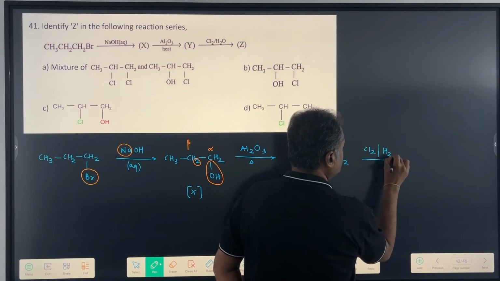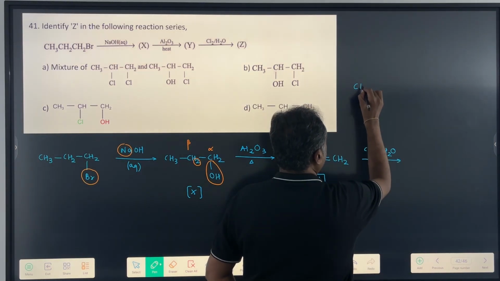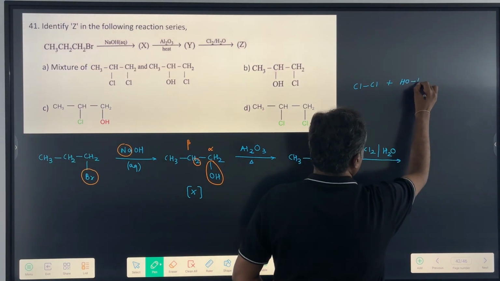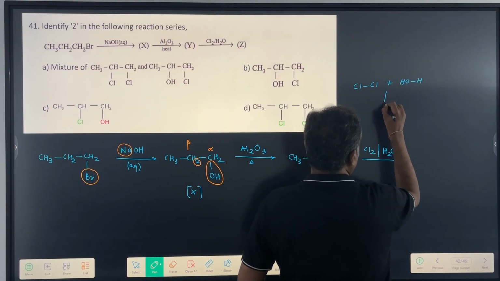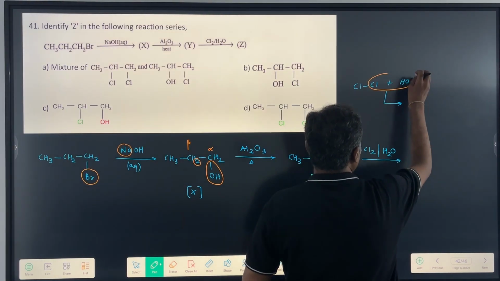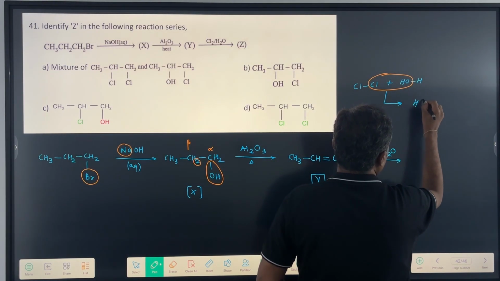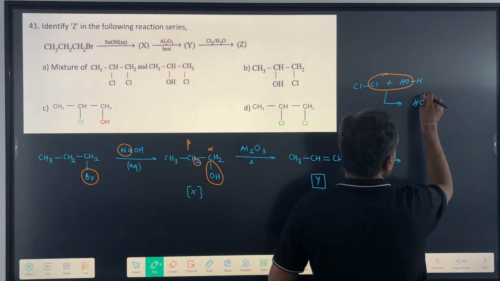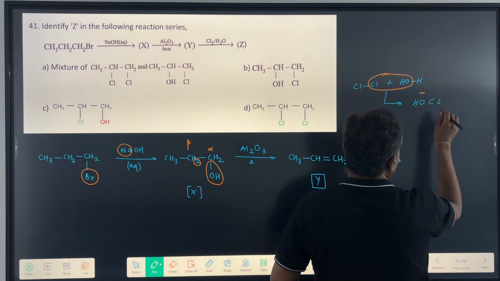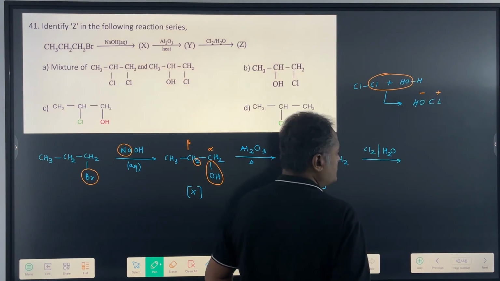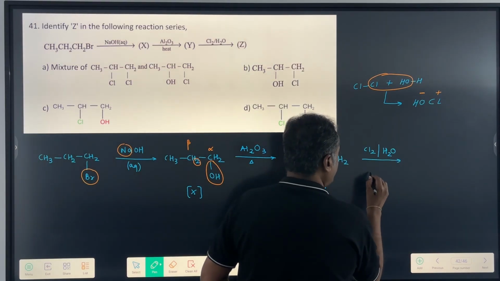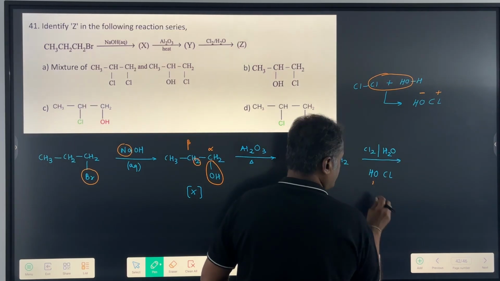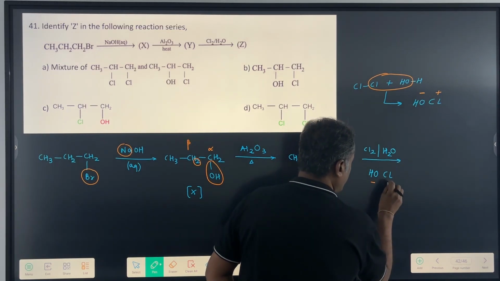Now, one thing is very clear, child. When chlorine reacts with water, correct? It reacts to give you HOCl. Now, in this HOCl, child, your OH becomes a negative part and your Cl becomes a positive part. So, now when you have this, can I write it as HOCl, where OH is a negative part and this is positive.